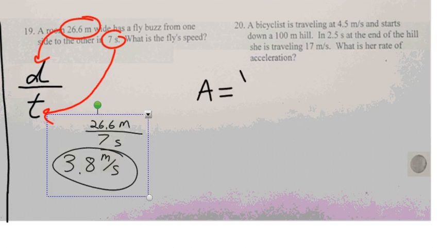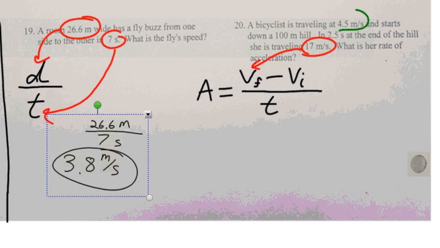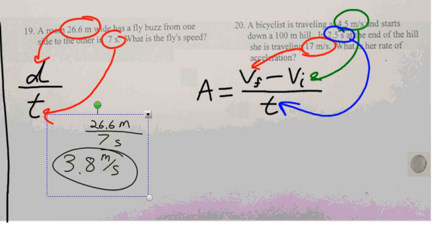In this case, our final velocity is 17 meters per second. Our initial velocity is 4.5 meters per second. And our time is 2.5 seconds. We can take these numbers and use plug and chug, which means that her acceleration will be 17 meters per second minus 4.5 meters per second, all divided by 2.5 seconds.